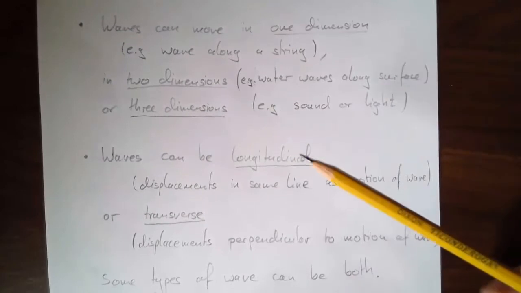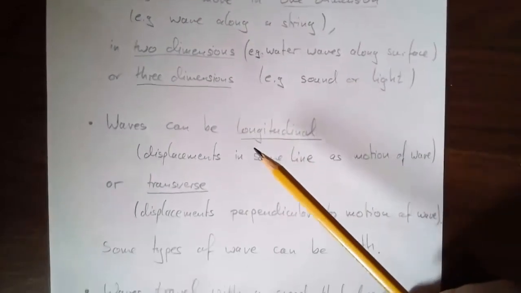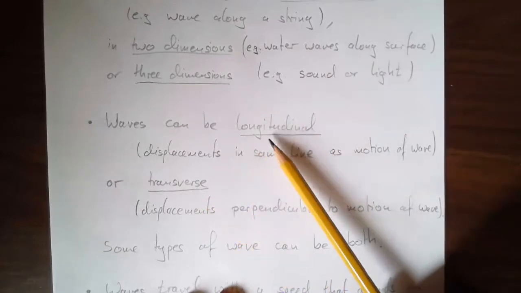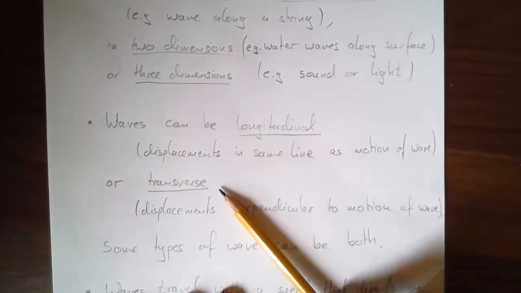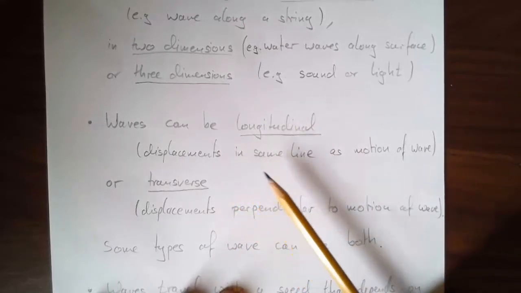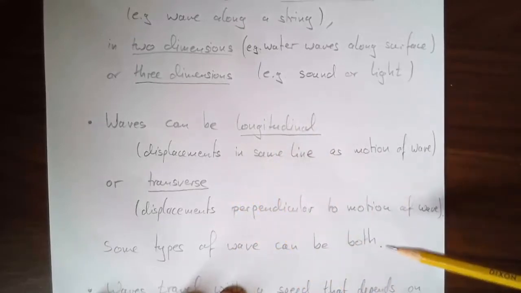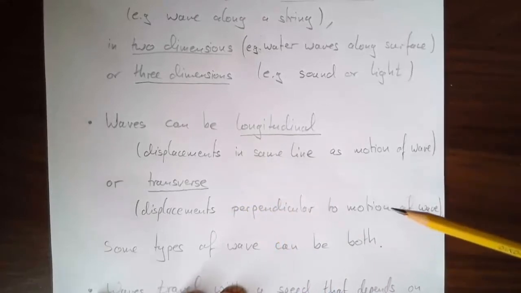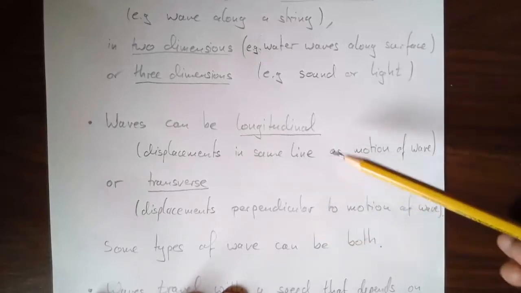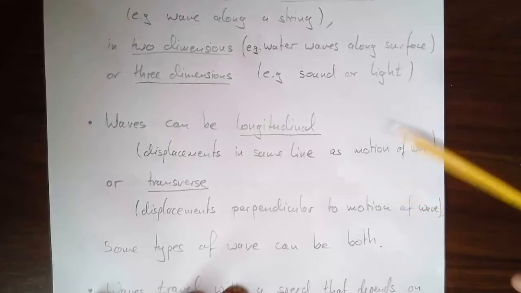So another point about waves that is just terminology we need to understand is that waves can be longitudinal or transverse. Now what does that mean? Essentially it relates to the direction of the displacement in relation to the direction in which the wave is moving. And I'll show you some examples later, in just a minute.